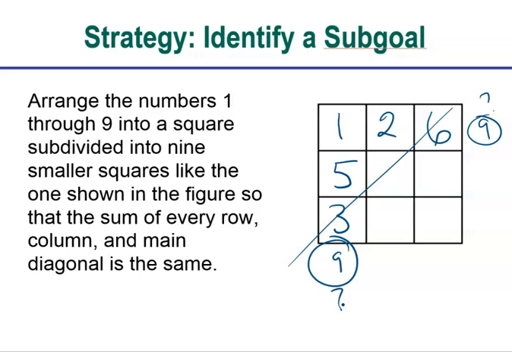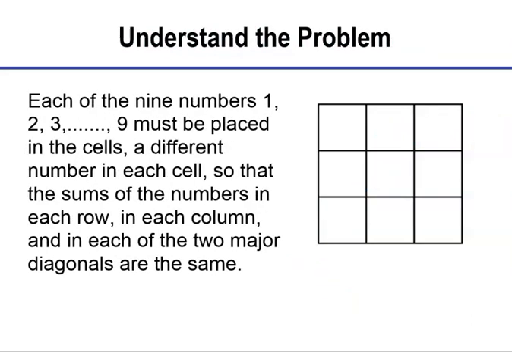And you do, right? We're trying to fill 1 through 9 into all these squares. We're not going to reuse any of those numbers. And each row, each column, each diagonal has got to add to be the same number. Not necessarily 9. We don't even know what that number is. Now remember, step 1 is to understand the problem. And I feel like we did that in the last page, right?